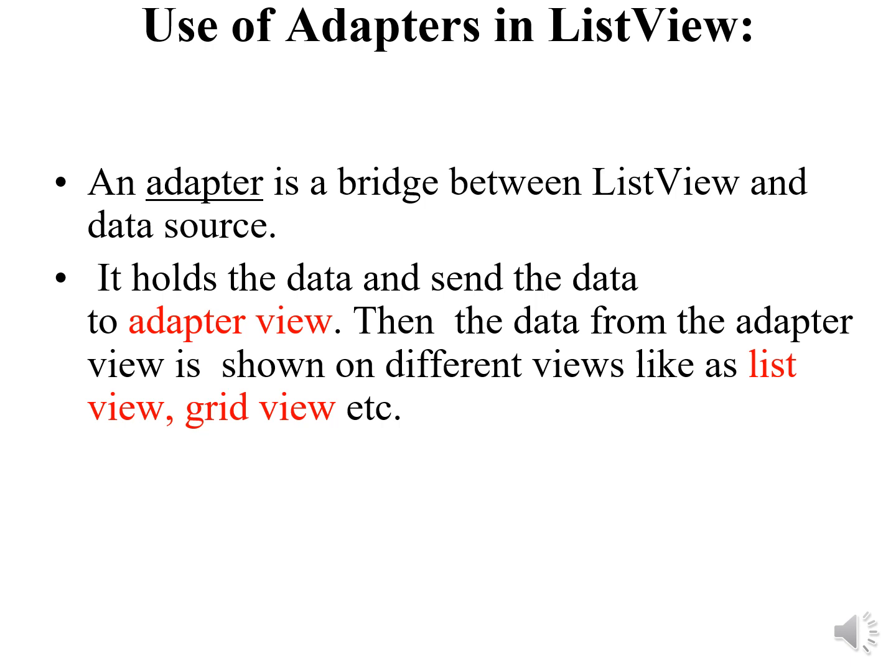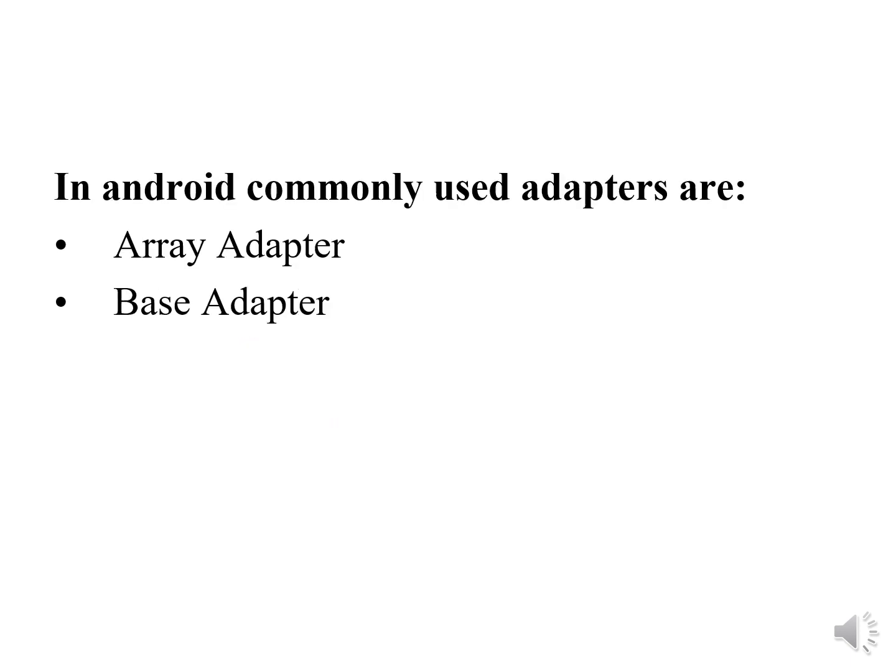An adapter is an important component that should be used when you are working with a list view. It will be acting as a bridge between list view and a data source. Data source will be having the list of items that you want to add to a list view. Two types of adapters are mainly used in Android. They are array adapter and base adapter.